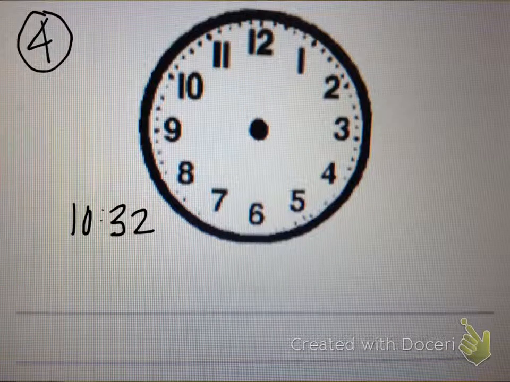Okay, we are going to do clock number 4 for that one, 10:32. Okay, remember we are doing positive and negative time. Pause the video right now to see if you can get this one before I do. Okay, so pause it now and then the answers are going to pop up in a second.